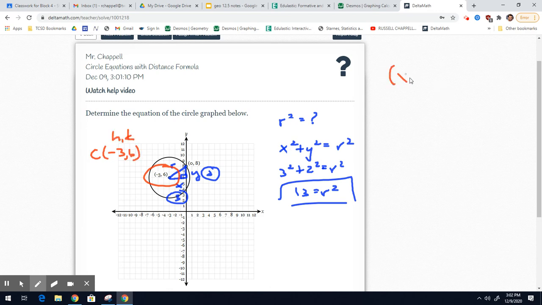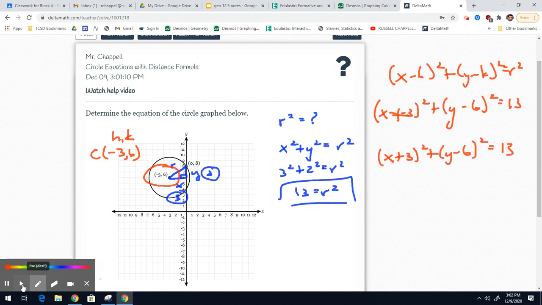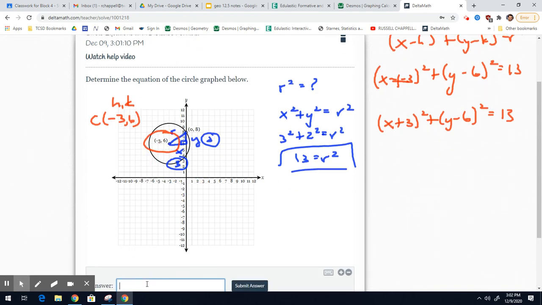So over here, x minus h squared plus y minus k squared equals r squared. So h is negative 3, so x minus negative 3 squared plus k is 6, y minus 6 squared, and r squared is 13. Not r squared. So that's why the squared goes away. So understand when to put the squared and when not to. All right. Change that double sign to a positive. So x plus 3 squared plus y minus 6 squared equals 13. And there we go. Let's check. Parenthesis x plus 3 squared plus y minus 6 squared equals 13.